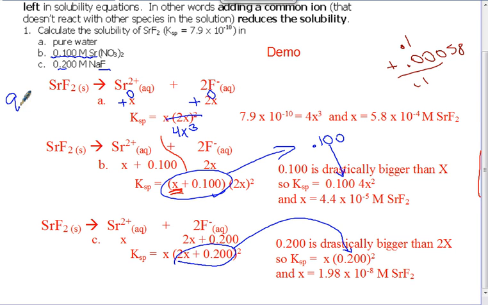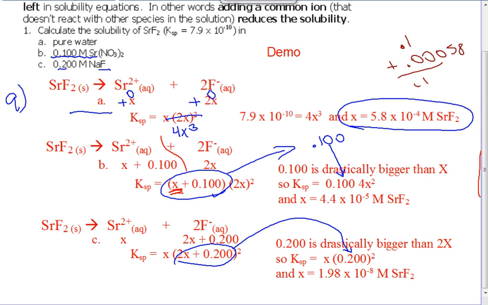In A, we just found this is the maximum quantity of X. It can't be bigger than 5.8 times 10 to the minus 4th. If it's any bigger than that, it turns into a solid. If the value for X exceeds that, we start to get a solid. It starts to reverse reaction, starts to precipitate out.